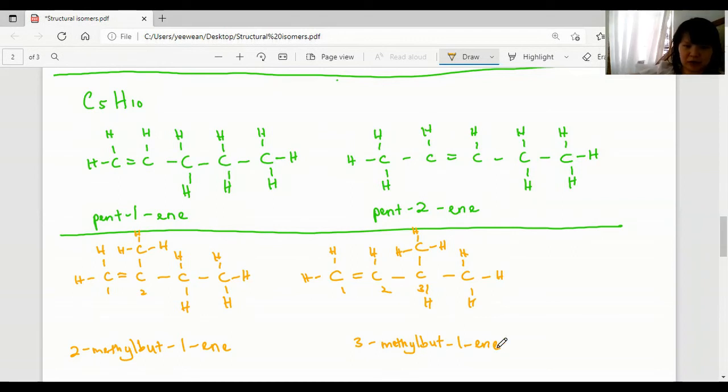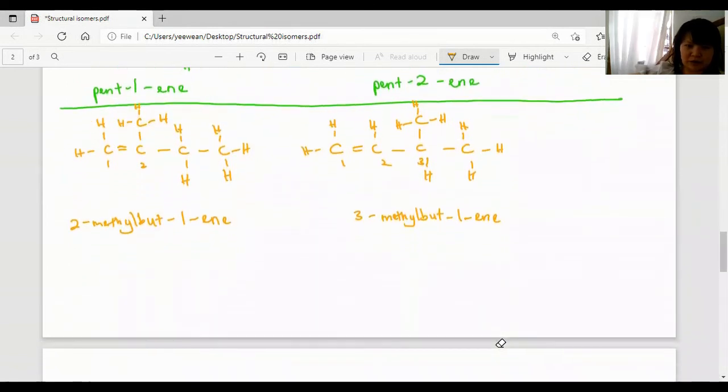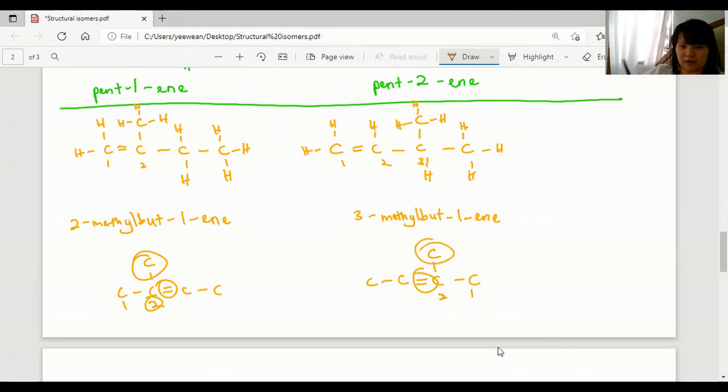Next, I'm going to change the position of the double bond. Remember, I told you not to change the position of the carbon, otherwise we might accidentally repeat the same structure again. 1, 2, 3, 4. Put the double bond here. Let's see if there's another place to put the methyl. 1, 2, 3, 4, double bond in the middle. What if I put the methyl here? No, that's not going to work because 1, 2 is having the double bond and 2 is having the methyl group, as well as this one. They're identical. So no such thing.